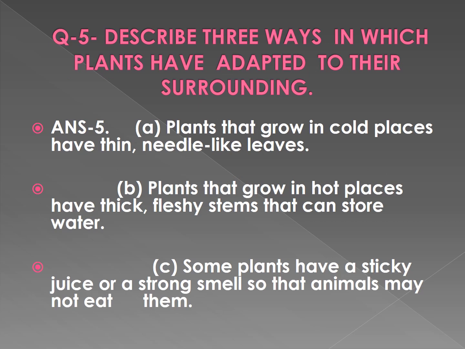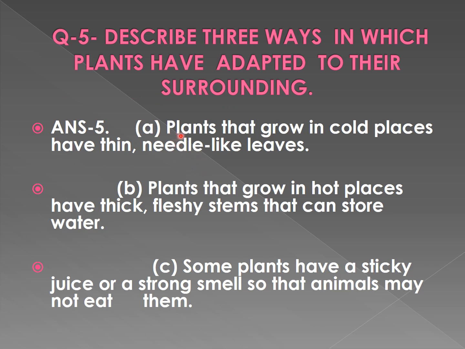My dear students, now it's time for question answer. Here is question number 5 in your book. Describe 3 ways in which plants have adapted to their surrounding. So my dear students, you can guess the answer as well. So there are the answers.